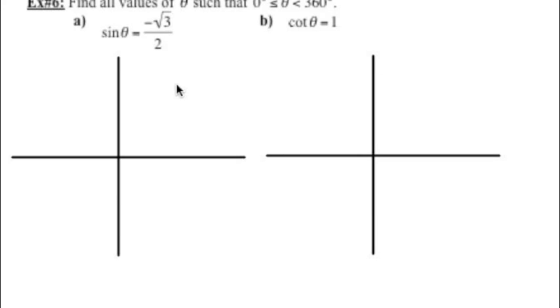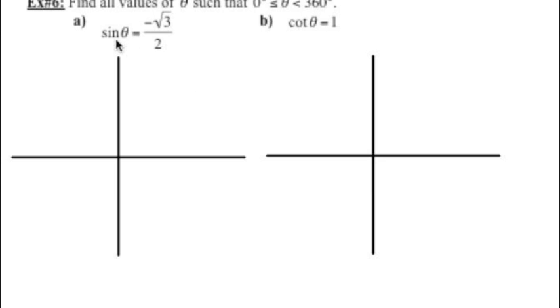These next examples give us the ratio, but we're missing the angle. Notice the instructions say find all values of theta such that theta is between 0 and 360 degrees. That implies that there may be, in fact, more than one solution, and it turns out there will be, in most cases, two solutions. That's because, if you think about it, sine is both positive and negative in two quadrants.